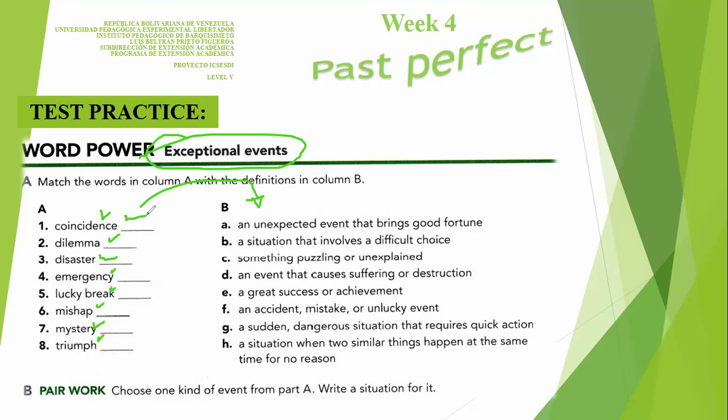4 sentences about an event that happened to you, or to somebody you know, where you can create and invent the situation, no problem, in which you talk about a coincidence, a dilemma, a disaster, an emergency, or so on. Okay? The idea is that you create a 4 sentence paragraph to explain what happened, obviously using past perfect. Remember, in combination with past simple. Maybe you can use the introductory words to help you develop the story that you're going to tell us. Okay? So this is essentially one of the parts that you will have on the test.